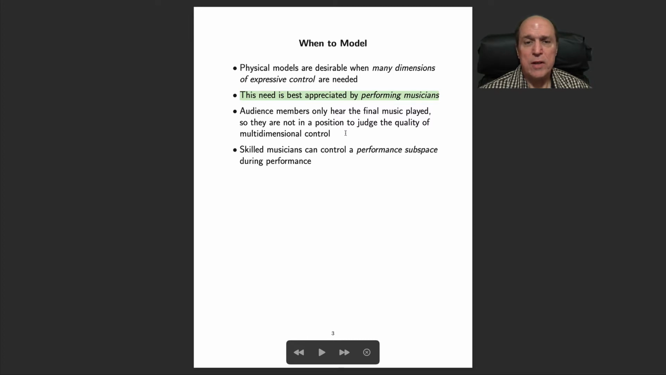The listeners don't really hear it. They don't know what you're going through up there. The audience members just hear the final music played, so they really don't know what the performer could have done or how constrained the performer may be. And so the performer can carve out a particular performance subspace of this high dimensional space and deliver a very unique and expressive performance, one of a huge possible space of performances that are not available in a sample context. Well, it's not impossible in principle with sampling.